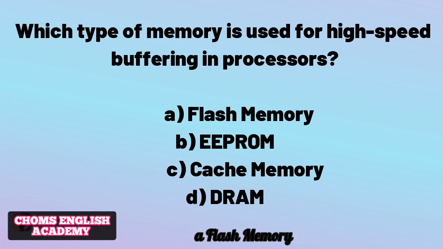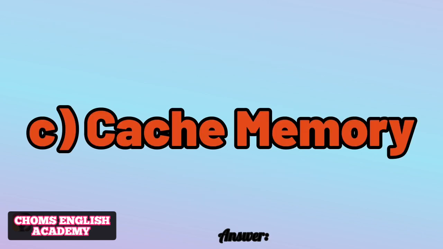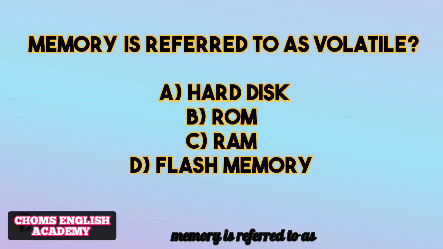Which type of memory is used for high-speed buffering in processors? A. Flash memory. B. EEPROM. C. Cache memory. D. DRAM. Answer C. Cache memory.